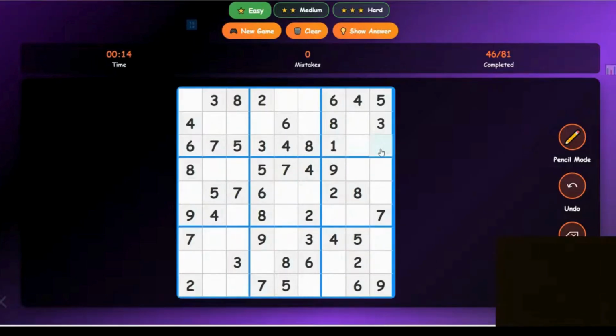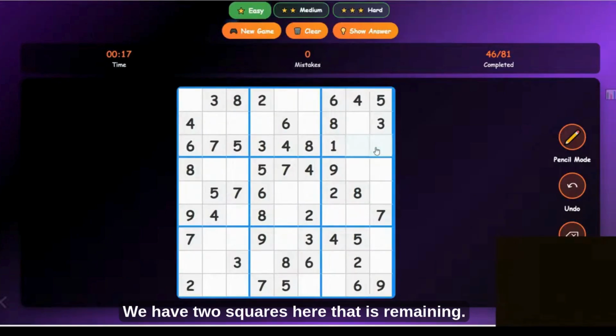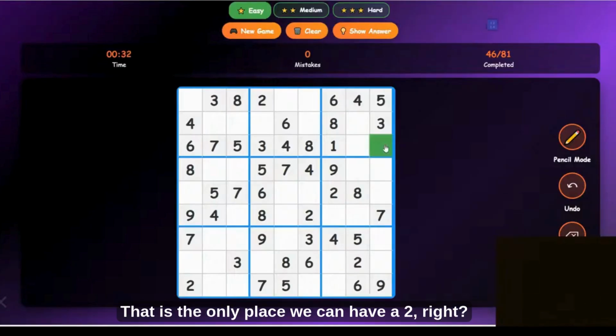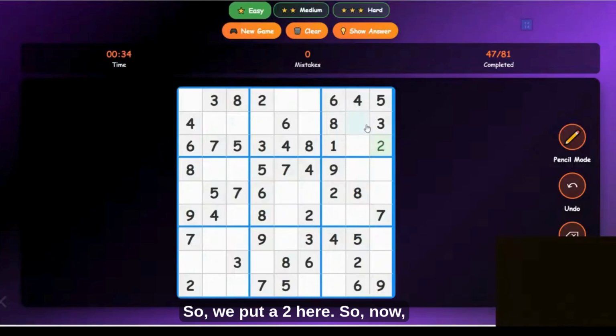So see this row, we have two squares here that are remaining. If this is 1, then we can have a 2 here, but we already have a 2 here, so 2 cannot come here. Then there is a 2 here, that is the only place we can have a 2, right? So we'll put a 2 here.